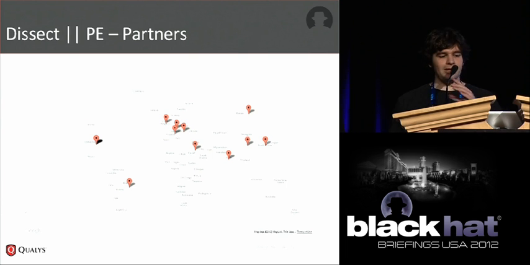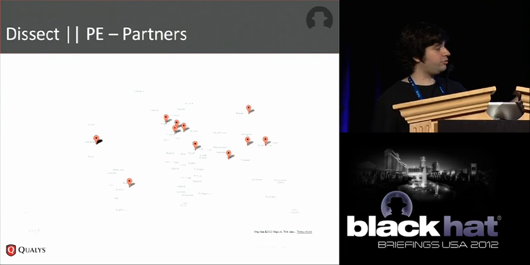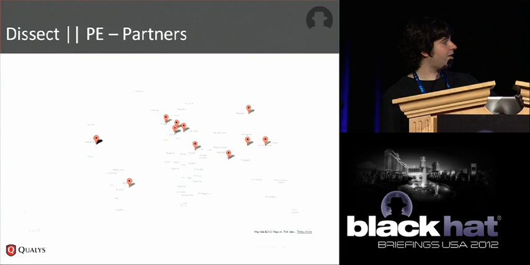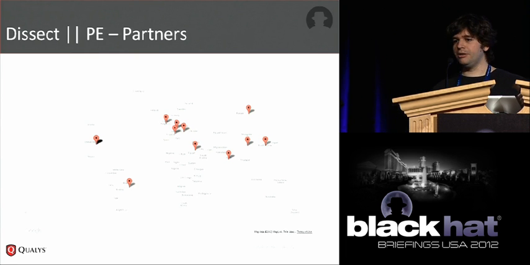This map represents the distribution of our partners worldwide. As you can see, we don't have partners in Australia, nor in Africa. But we hope that after Black Hat, we do have some partners there.